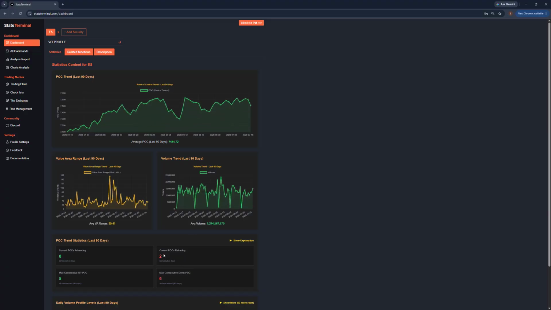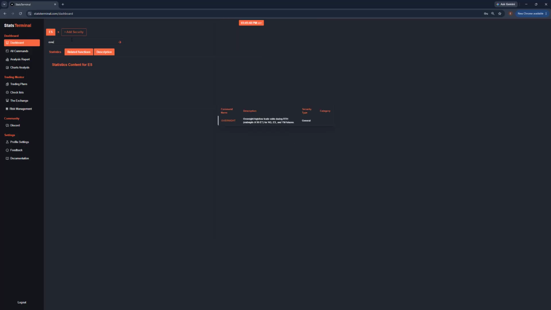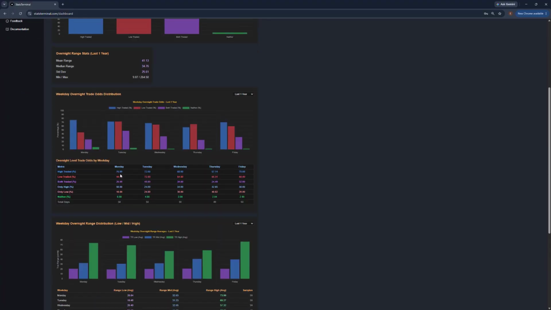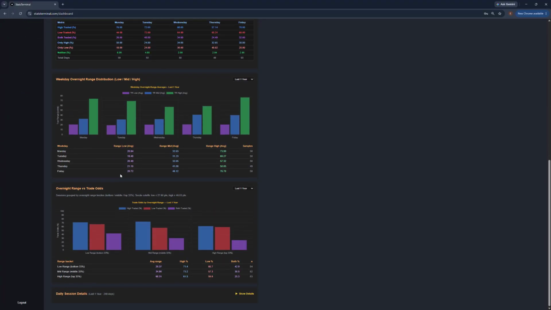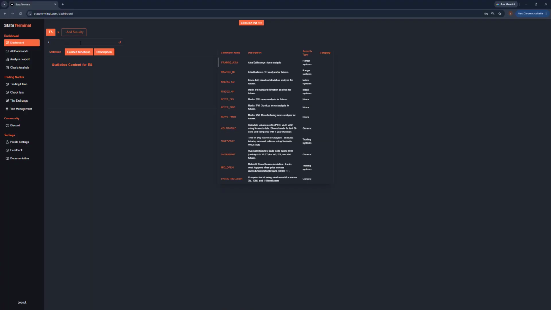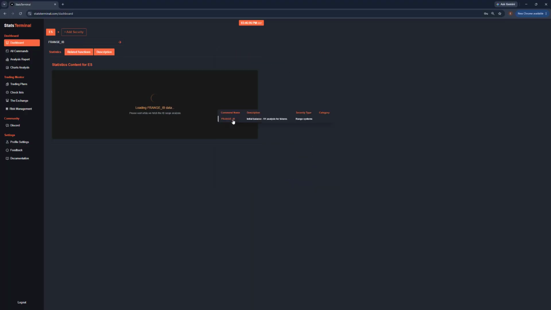I'm looking at StatsTerminal and I review the higher time frame support and resistance statistics, hourly statistics, profile statistics, overnight statistics, initial balance, RTH open, and time of the day reversal statistics. This helps me to not predict the future. Instead, they identify areas and times when the market has historically shown a higher probability of reacting.